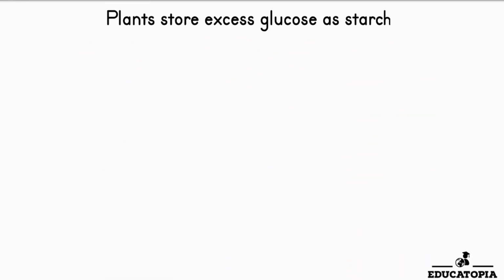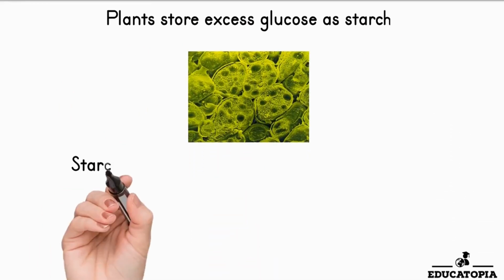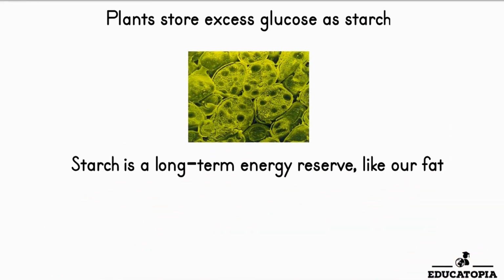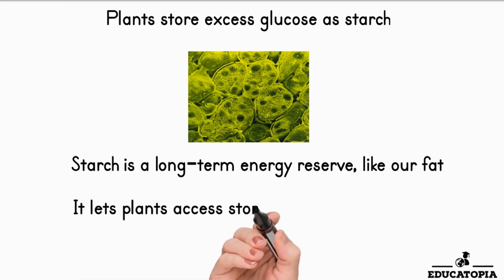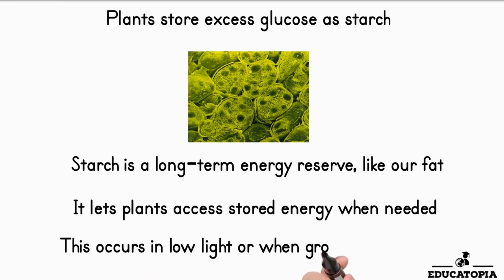Secondly, plants store excess glucose in the form of starch. Starch acts as a long-term energy reserve, much like our fat reserves. It allows plants to tap into stored energy when they need it, such as during periods of limited sunlight or when they are growing new leaves.